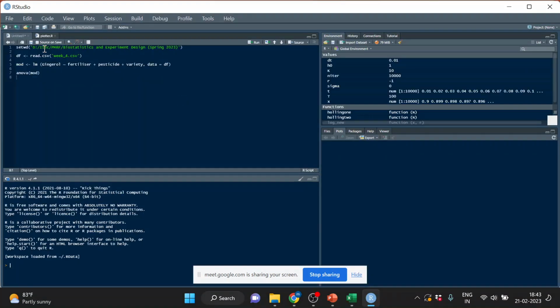So I already read. So just 4 lines of code. You don't need this. This is just setting my working directory.